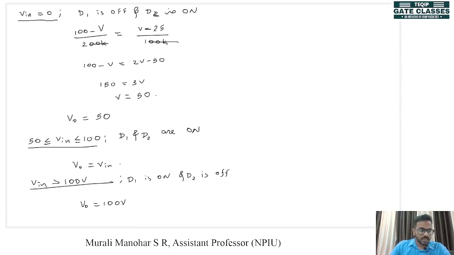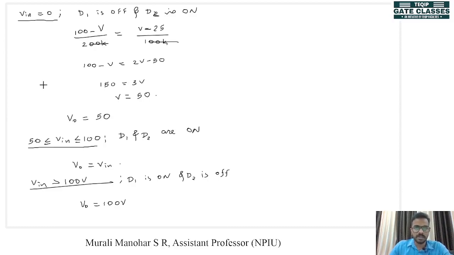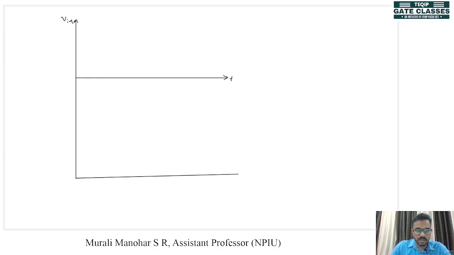So if we draw the characteristics of this circuit, so if we sketch the output voltage of the circuit, it will look like this. This is our input in time, this is V in, and this is our output in time, this is V out. So input is linearly increasing up to 150.